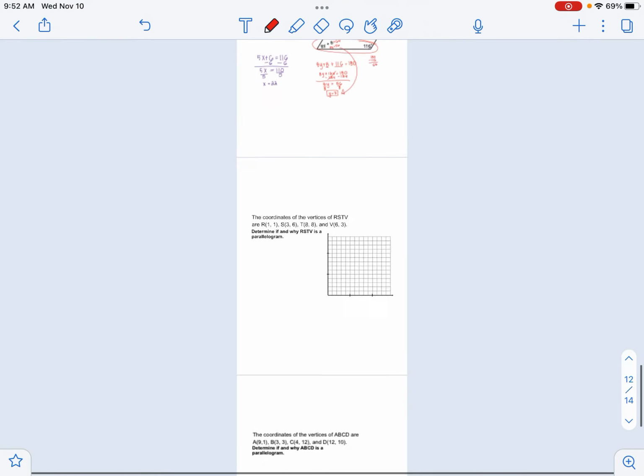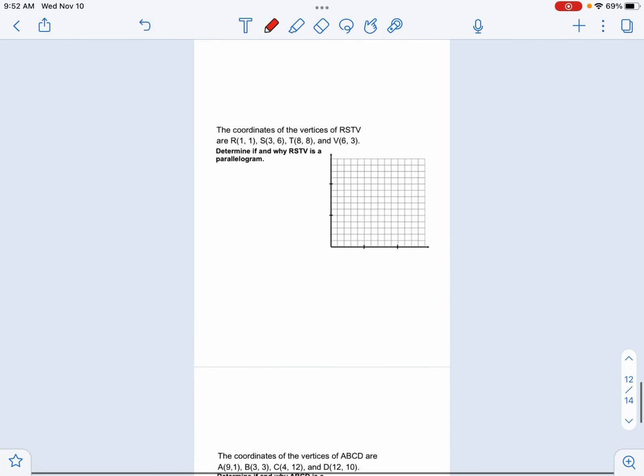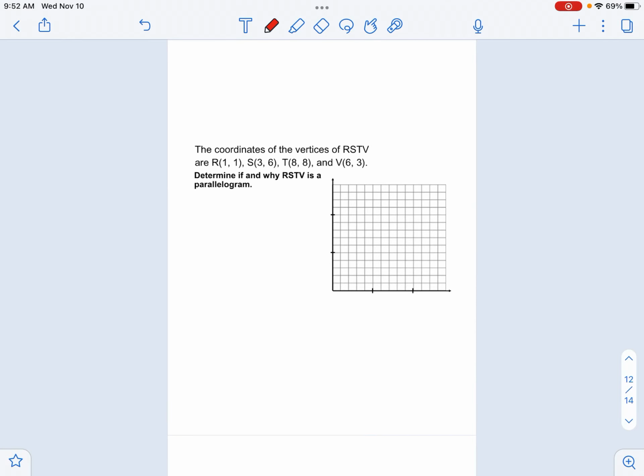All right. The next thing that we are going to do, and it's last but certainly not least, is we have two problems on parallelograms in the coordinate plane. So I want to know if the coordinates provided provide me with a parallelogram.